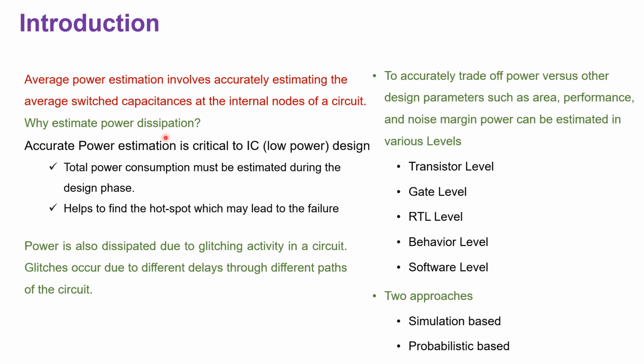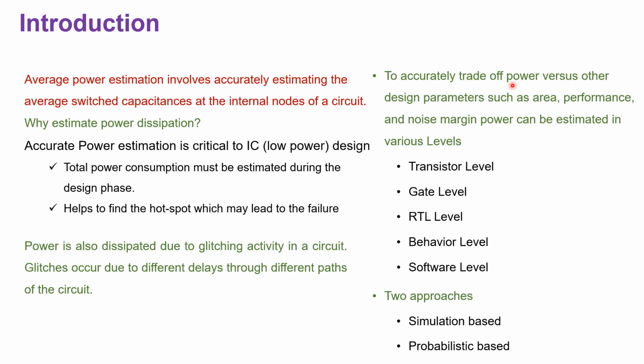Why estimate power dissipation? Accurate power estimation is critical to IC design. Total power consumption must be estimated during the design phase. It helps to find the hot spot which may lead to failure. Power is also dissipated due to glitching activity in a circuit. Glitches occur due to different delays through different parts of the circuit.